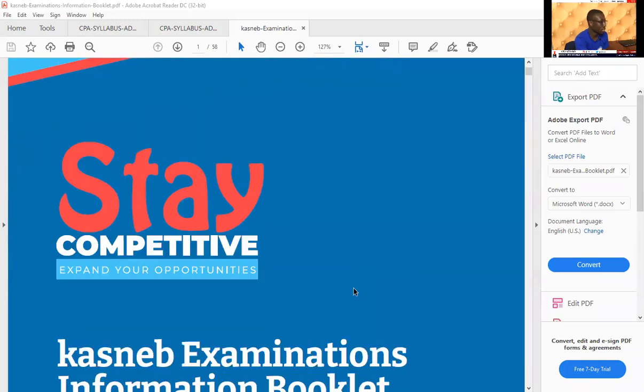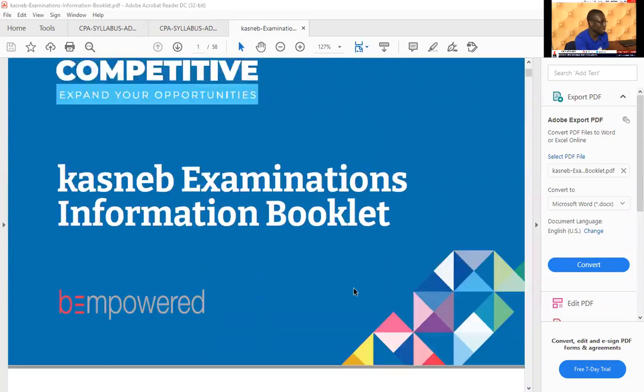So I'm going to share this document. This document is from Kasneb. You can get it from the Kasneb website. What we're doing today is just explaining and elaborating on that. Personally, I've also downloaded this from the Kasneb website, so I want us to dissect it very well and understand it clearly.